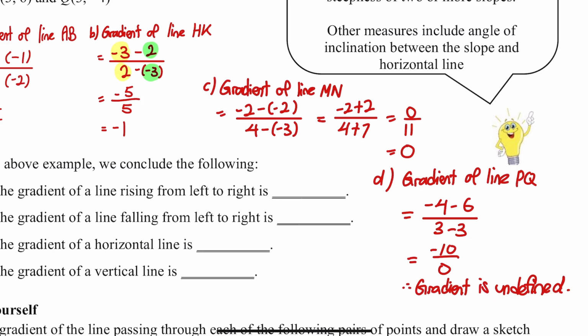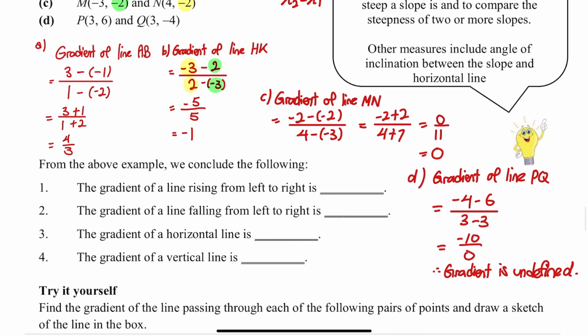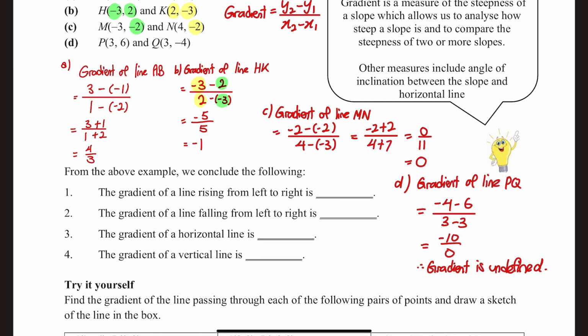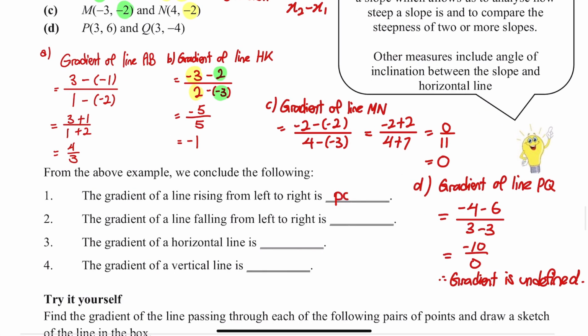Okay? So from this example, we can conclude that the gradient of a line rising from left to right is positive. The gradient of a line falling from left to right is a negative gradient. The gradient of a horizontal line means that there's no steepness at all. It is equal to 0. Then the gradient of a vertical line is undefined.